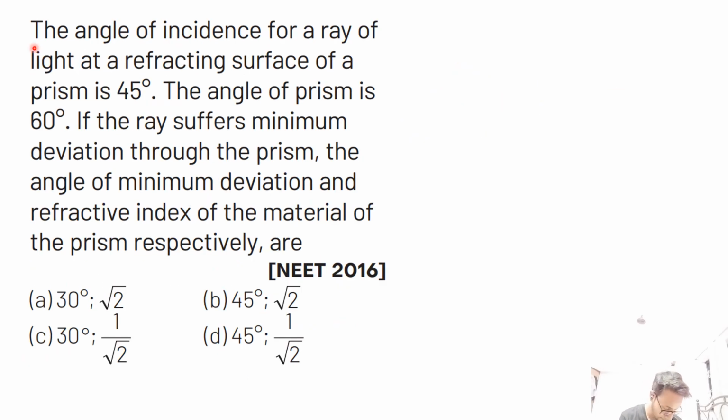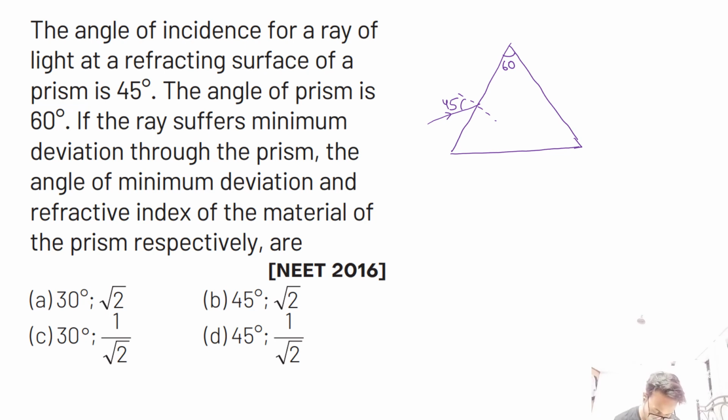The angle of incidence for a ray of light at a refracting surface of a prism is 45. So there is a prism. The angle of incidence is 45. The angle of prism is 60. If the ray suffers minimum deviation through the prism, the angle of minimum deviation and the refractive index of the material of the prism are respectively.